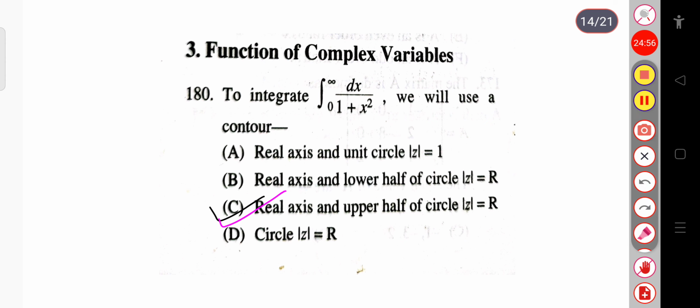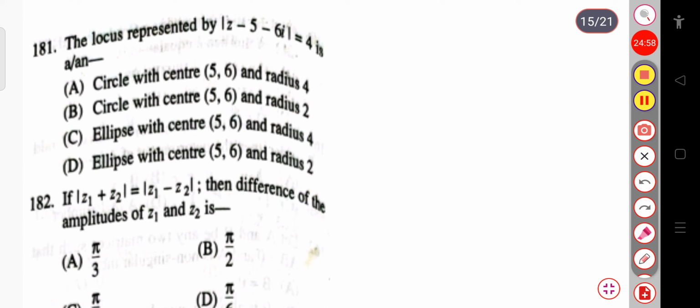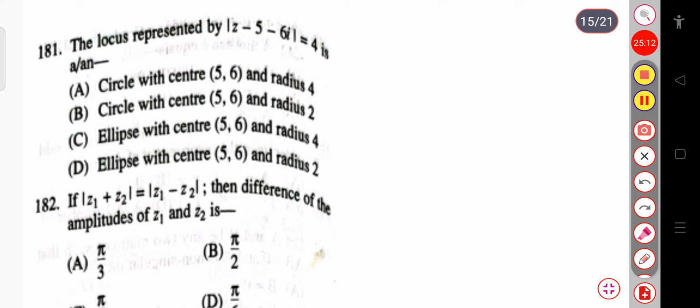Now the next question: the locus represented by modulus of z minus 5 minus 6i equal to 4 is a circle with center (5, 6) and radius 4, or an ellipse. So let us first write x plus iota y in place of z, minus 5, and here minus 6i, and the modulus of this is equal to 4.